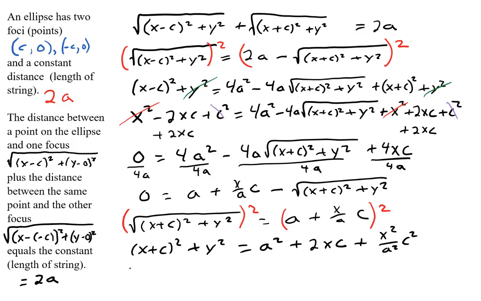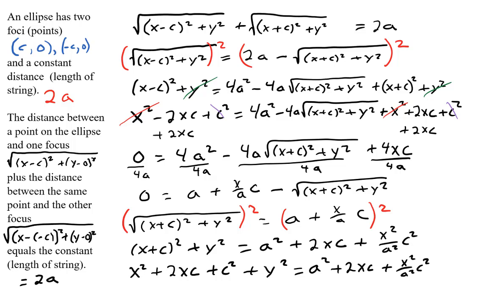If we multiply out the quantity (x plus c) squared, we see that once again there's something that can be canceled. We have a plus 2xc on each side, so if we subtract 2xc, then those terms are gone. I'm out of space on this slide, so moving to the next page, taking that equation from the bottom of the previous page, we have x squared plus c squared plus y squared equals a squared plus x squared over a squared times c squared.